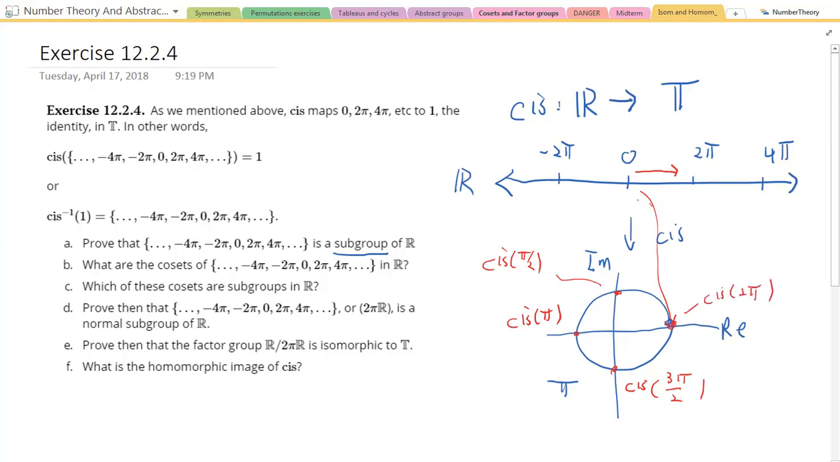So cis of 0 is equal to cis of 2 pi is equal to cis of 4 pi, and so on. So that's what's said here. Cis of everything in this set is equal to 1. So cis is definitely not a 1-to-1 onto map. It's definitely not a bijection. Well, we can write cis inverse of 1 as this set. So let's follow along with some of the other examples and prove that this set is a subgroup.